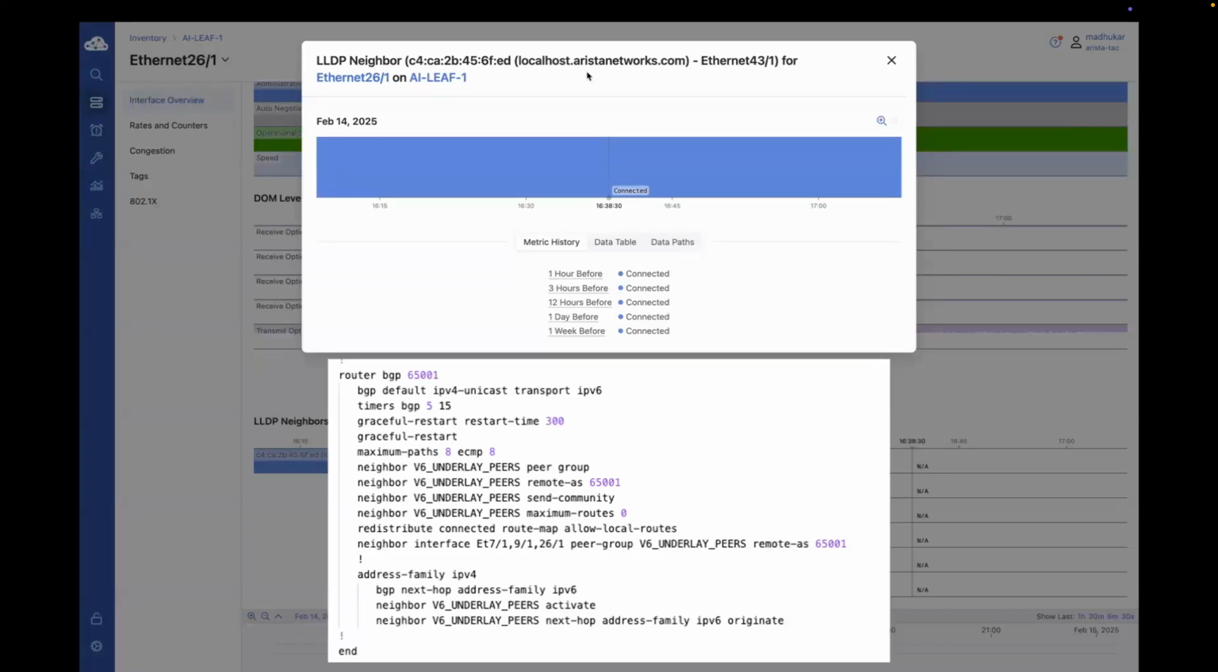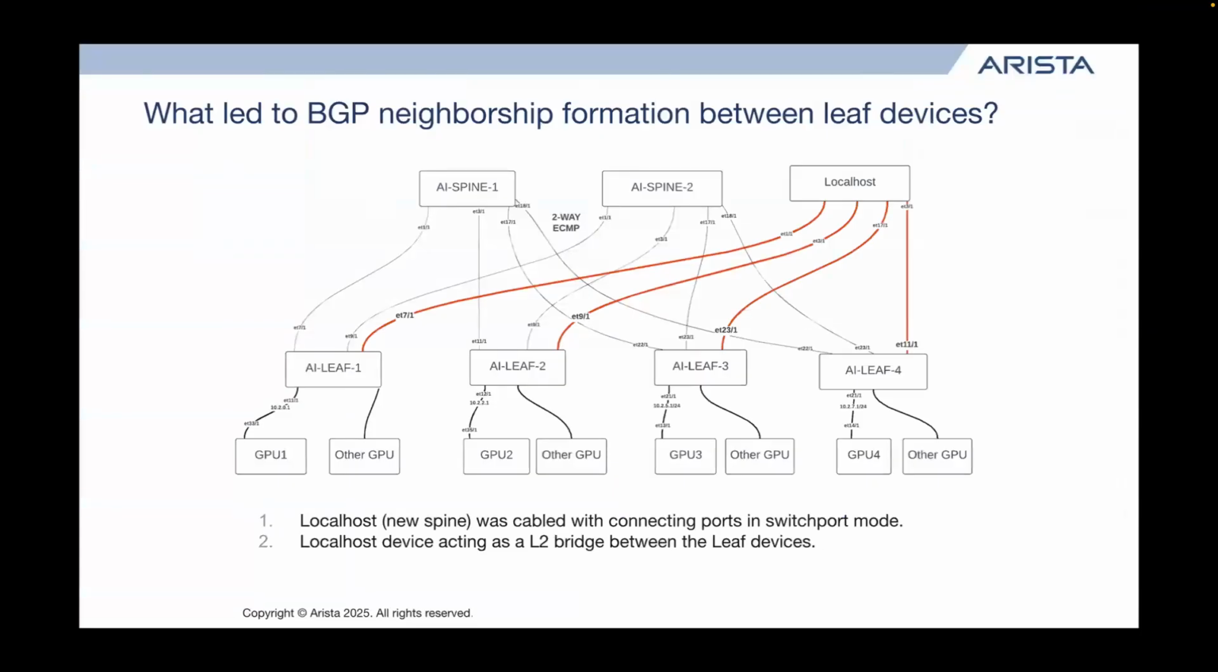Okay. So now that we have established what led to these BGP neighborship formations on the leaf devices, and why we saw these neighborship flaps, we still need to understand why this is causing an impact to the AI workloads. And for that, we're going to take a look at the routing table on the leaf devices and see if there were any changes reported in the routing table during the time of the issue. So for that, we're going to again make use of CloudVision. So let's move on to the CloudVision screen.